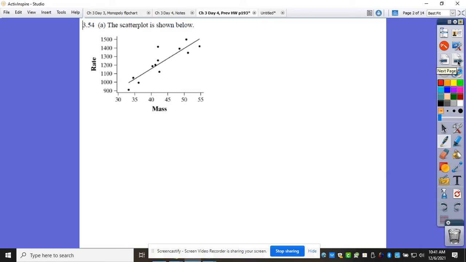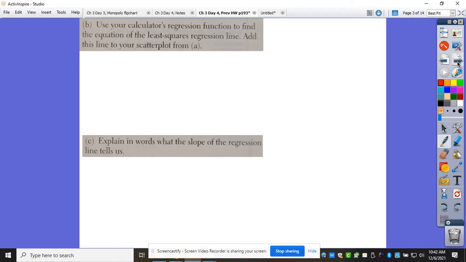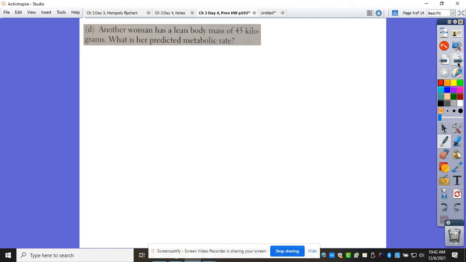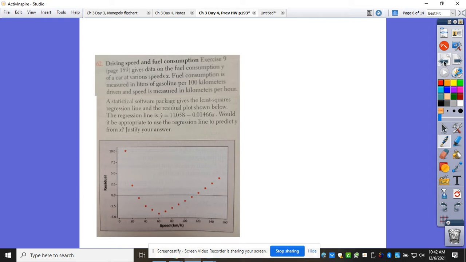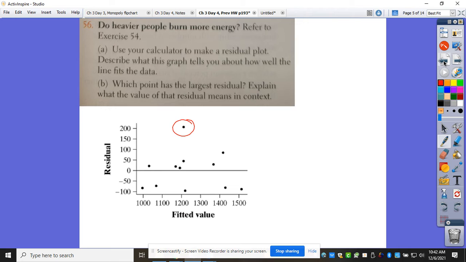All right, 56. Oh, there's my graph that I was looking for everywhere. So your graph should look something similar to that. So 56, this is your residual plot. You should look at this really, really easy. And part B says which point has the largest residual. You should be able to look at that and see that here's my biggest residual, but then you got to kind of figure out what it goes with. So the point that has the largest residual is a residual that's about 200.